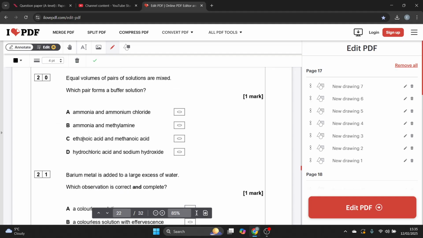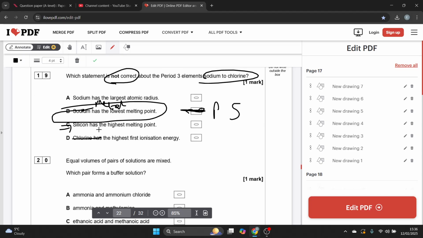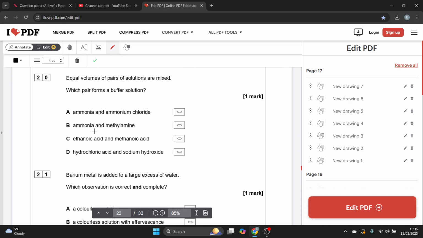Equal volumes of pairs of solutions are mixed. Which pair forms a buffer solution? Ammonia and ammonium chloride, ammonia and methylamine, ethanoic acid and methanoic acid, hydrochloric acid and sodium hydroxide. Definitely not ethanoic acid and methanoic acid. That's not a buffer solution. Ammonia and methylamine, no. Hydrochloric acid and sodium hydroxide, no. Ammonia and ammonium chloride, yes, definitely.